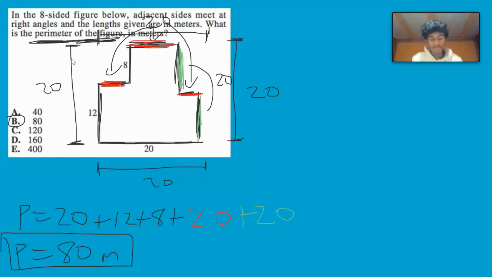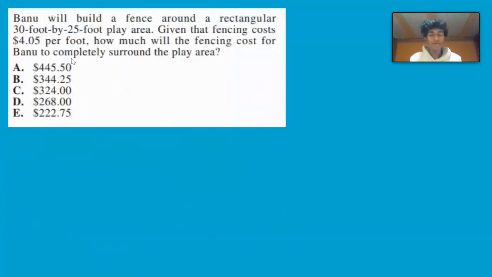So even if you're not directly given the side lengths, just reasoning your way through this and realizing that you don't need to actually know the lengths of the individual sides, but just the total length of the boundary of the figure, you'll find your answer. All right, now you guys give this one a go.